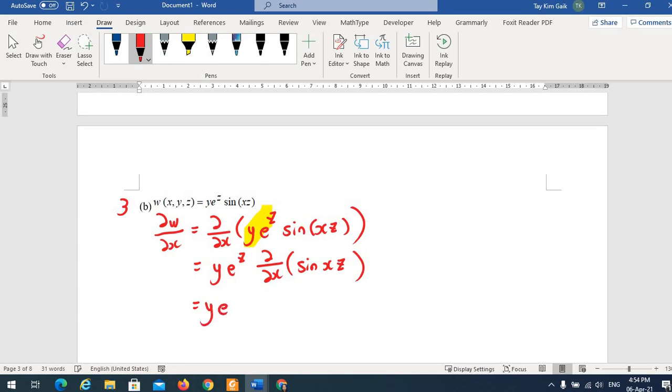Y exponent z. Okay, del del x of sin xz, you have it where the z is constant. So you got the answer z cos xz. You just treat the z like, let's say, 2. The x sin 2x, you got 2 cos 2x. That's why you put it here.